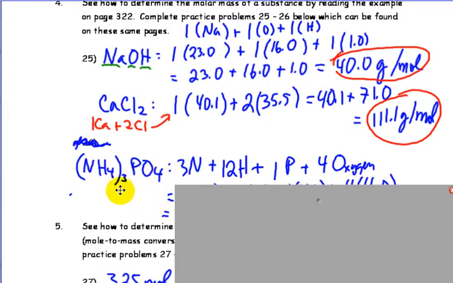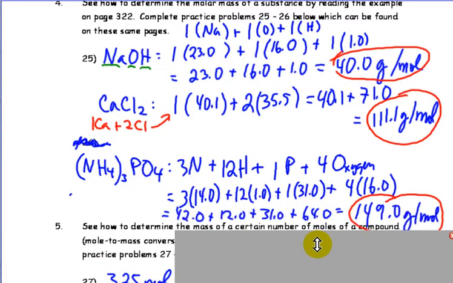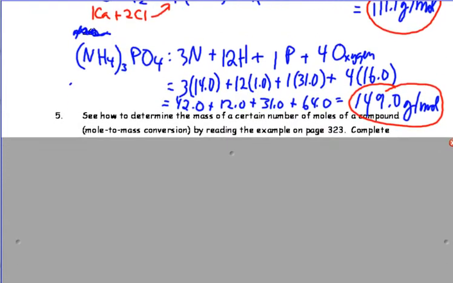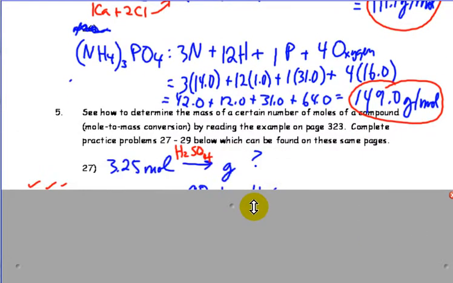So you can see the subscript pertains to what is immediately before it. If it's a set of brackets, everything in the brackets is applied. Or if it's just 1 element, it's just that 1 element. So nitrogen's mass is 14, hydrogen is 1, phosphorus is 31, oxygen 16. So fairly straightforward there. 42 plus 12 plus 31 plus 64, 149.0 grams per mole.